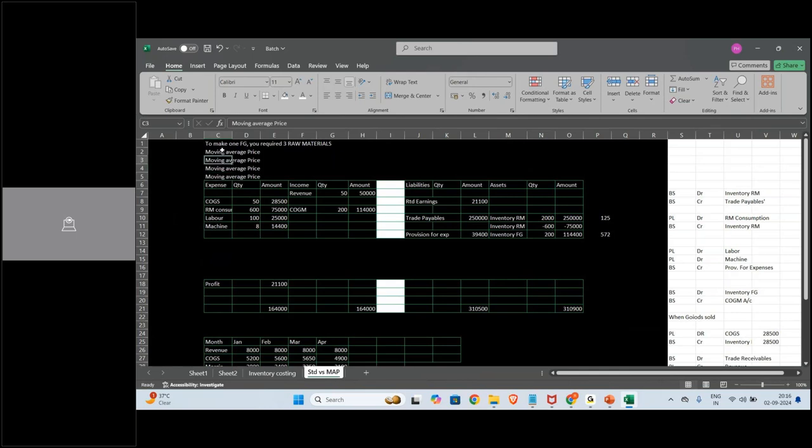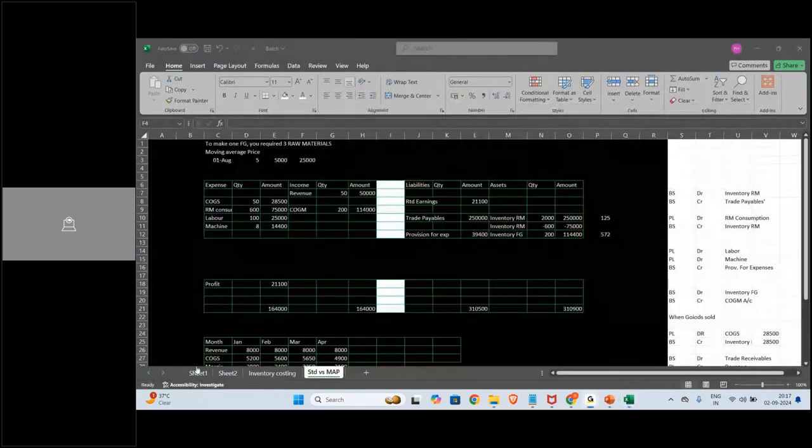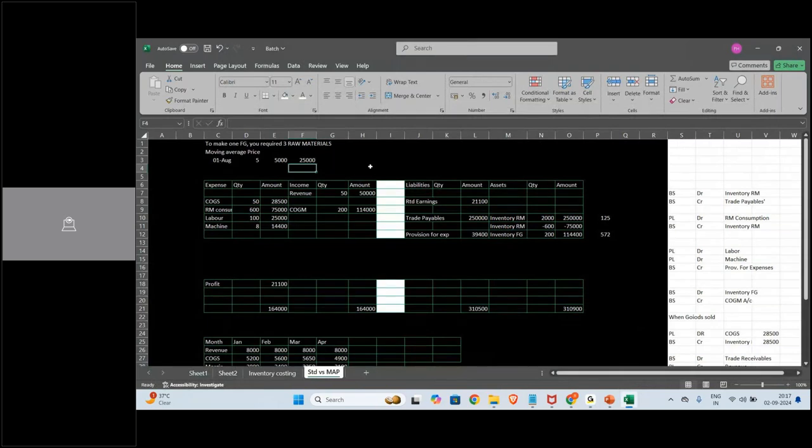Today, let's say we are still in August. On 1st August, I will buy 5 units at 5,000. I hope I did not stop the recording. No, I have not stopped. 5 units at 5,000. Harish, okay. So how much will 5 units at 5,000 cost me?